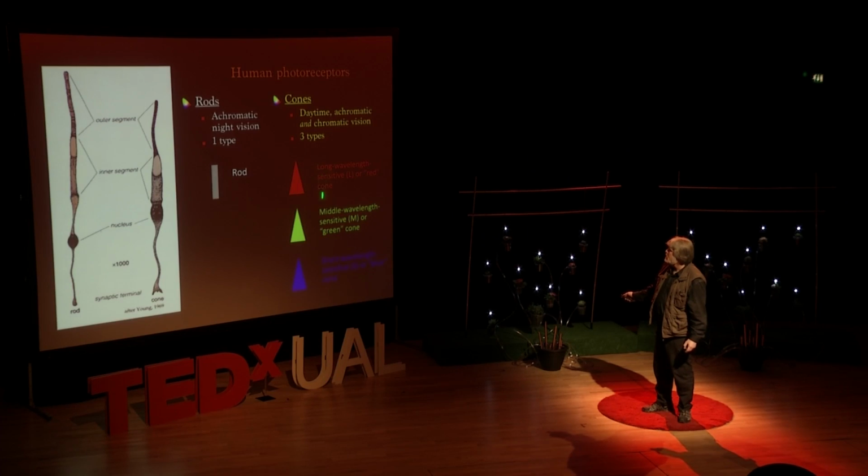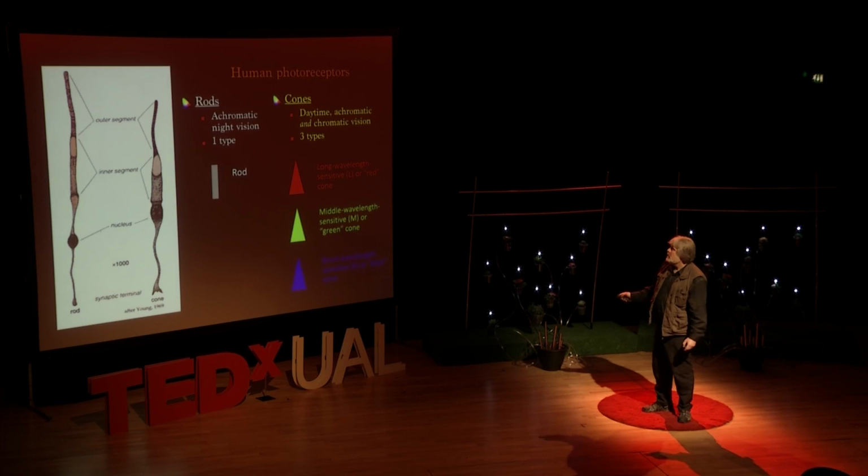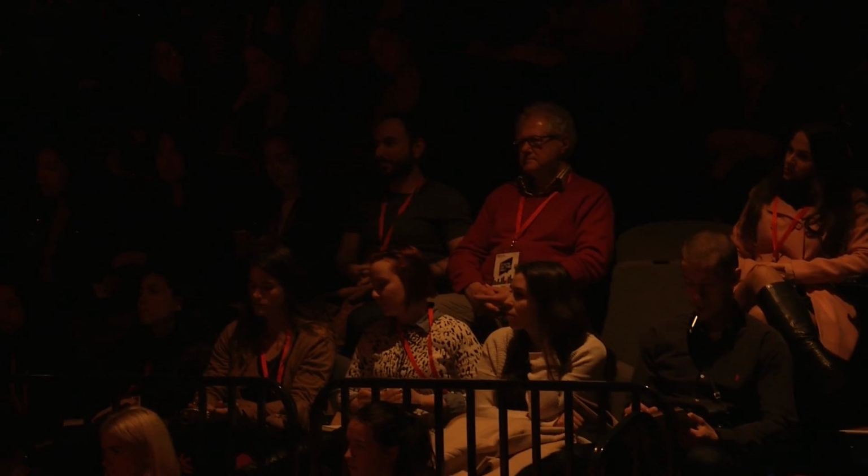There are three types of human cones: long wavelength sensitive, middle wavelength sensitive, and short wavelength sensitive, and they're responsible for daytime achromatic and chromatic vision. There's one type of photoreceptor responsible for nighttime vision, the rods, and that's achromatic. The rods are much more sensitive than the cones, and they're designed to operate at low light levels.